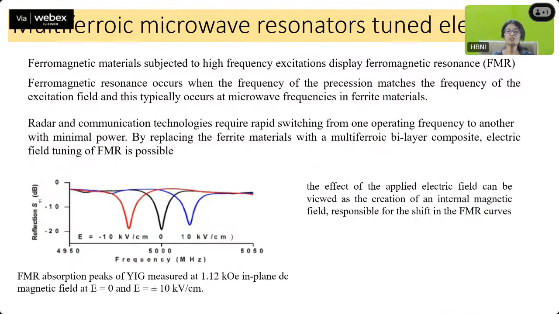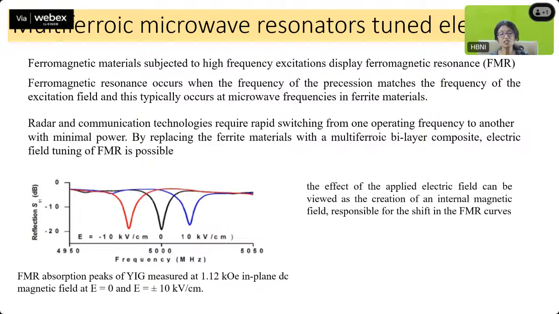Then you can have multiferroic microwave resonators which are tuned electrically. Ferromagnetic materials subjected to high frequency excitations display ferromagnetic resonance. So this is basically the idea. If you subject ferromagnetic material to high frequency excitation, what you will see is ferromagnetic resonance. Ferromagnetic resonance will occur when the frequency of the precession matches the frequency of the excitation field, and this typically occurs at microwave frequency in ferrite materials.